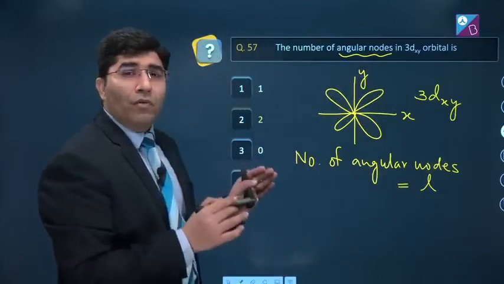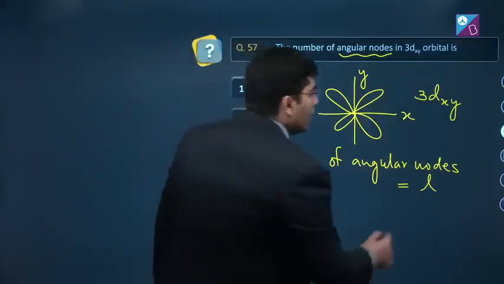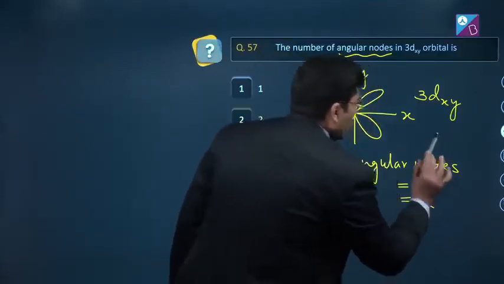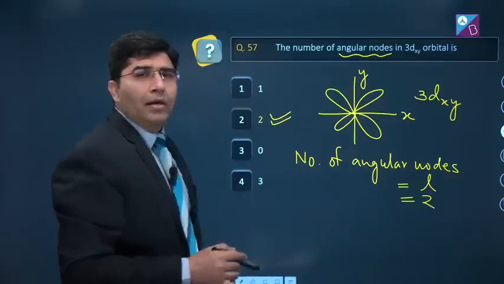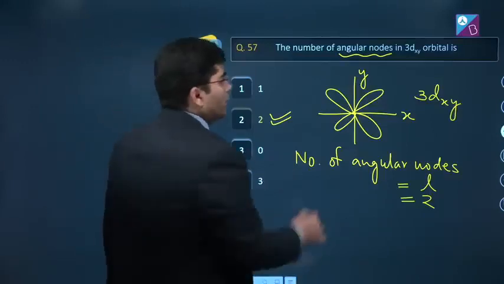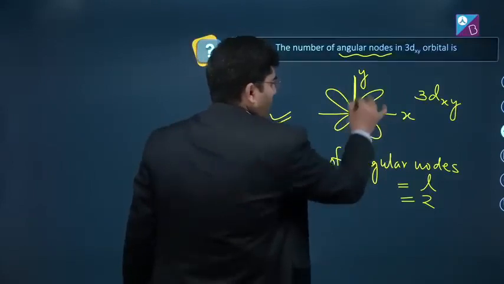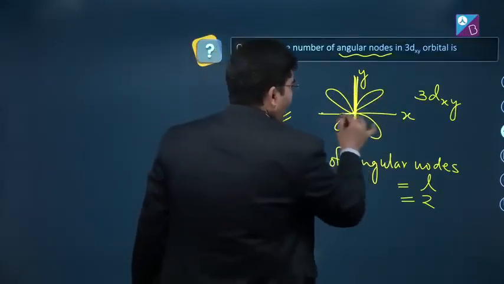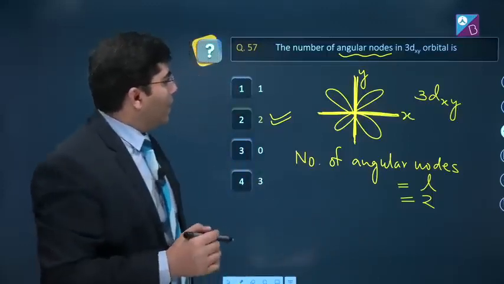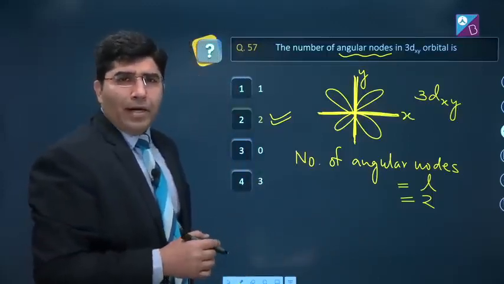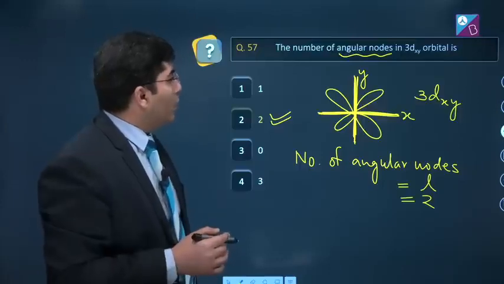And what is the value of L for a d subshell or d orbital? That is equal to 2, right? So the answer is 2. And you can see the angular nodes or nodal planes. This is one plane, and here you will get another plane. So there are two planes here, and we get the answer, right? Such small questions that come, I will pick quickly.